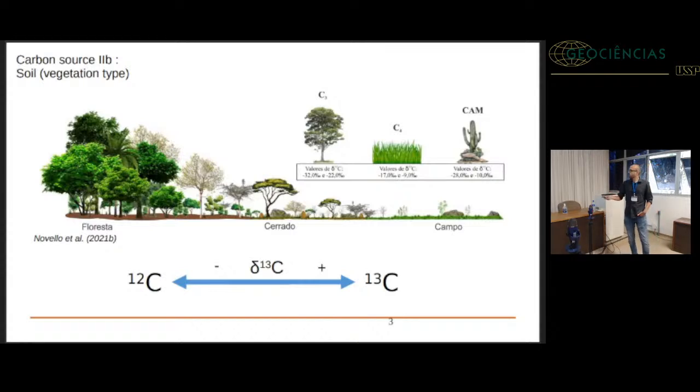So if you have a forest, you probably have more C3 plants. If you have an open field, you probably have more grasses. So the isotopic composition of the organic matter will be more negative in this environment, and more positive in this environment here. But there are also some complications, because there are exceptions as well. There are trees which perform C4 metabolism, and there are also grasses with C3 metabolism.